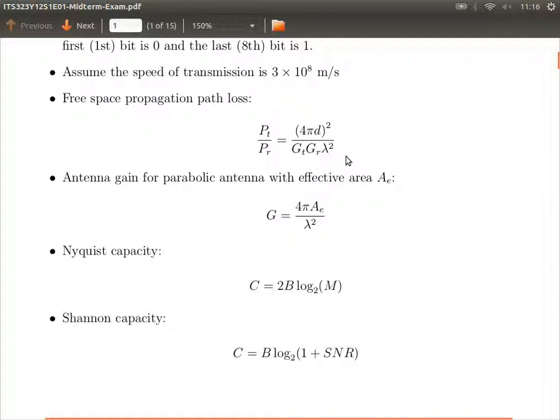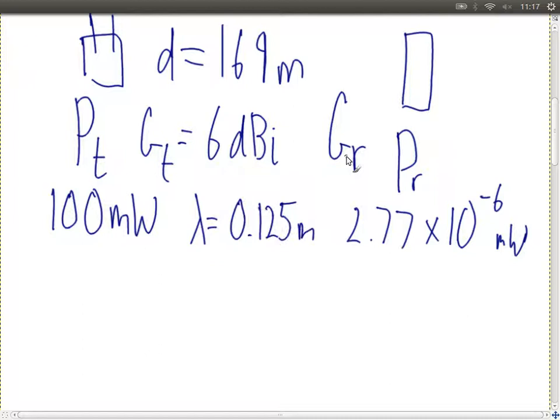We know PT, 100 milliwatts. We know PR, 2.77 by 10 to the minus 6 milliwatts. We know lambda, D is 169 meters. We know GT is 6 dBi. We need to find GR. Since we have this equation, it's just a matter of rearranging the equation to find GR. With the one thing to carefully consider, the gains in this equation must be in their absolute value, not in their decibel value. So we need to do a conversion before we use this equation, because our gain of 6 dBi needs to be converted.